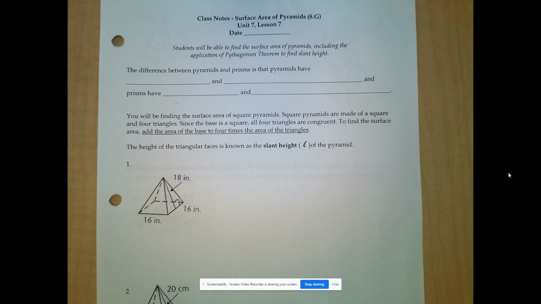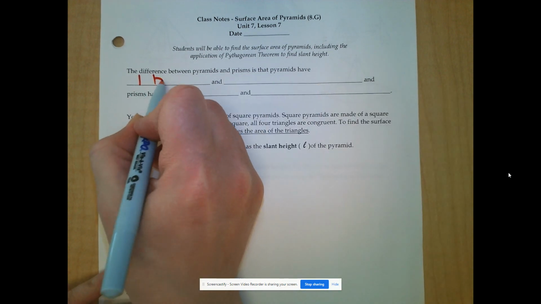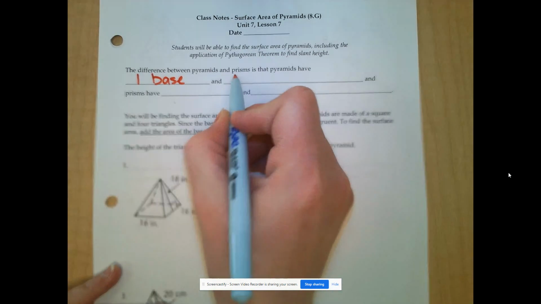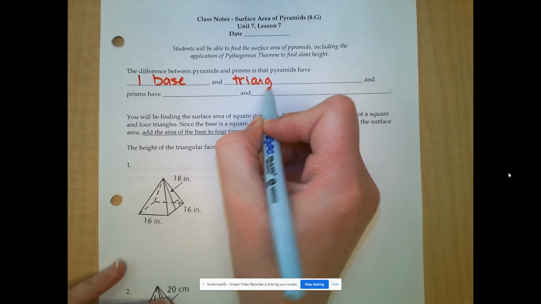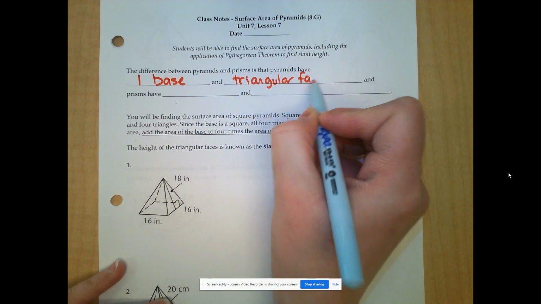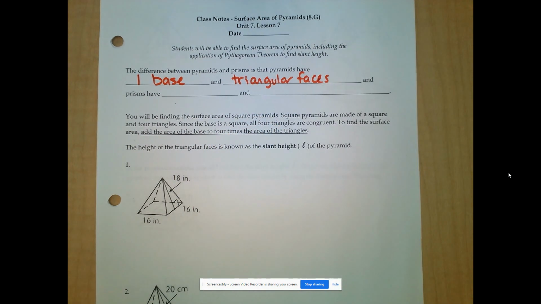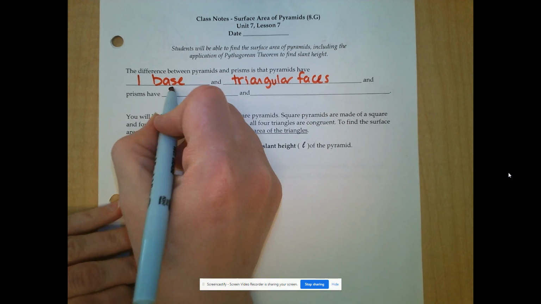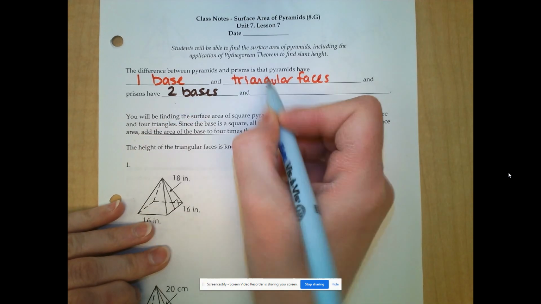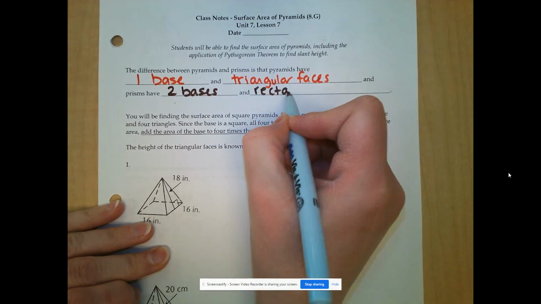In this video, surface area of pyramid 7.7, we are looking at the surface area of a, go figure, pyramid. It's got a base. It's got triangular sides that lead up to a point. The difference between pyramids and prisms is that pyramids have only one base and triangular faces, and prisms have two bases and rectangular faces.